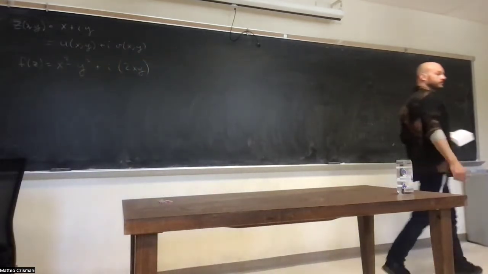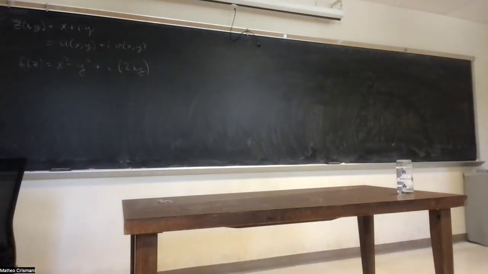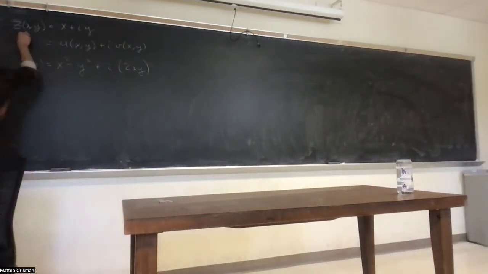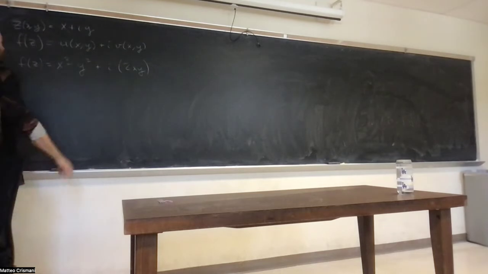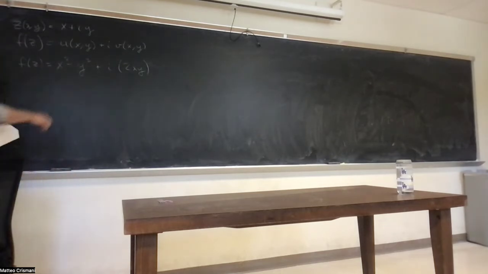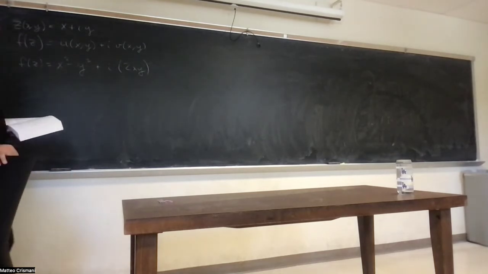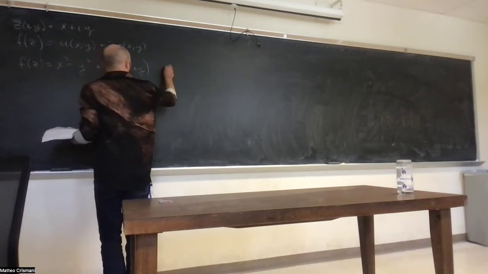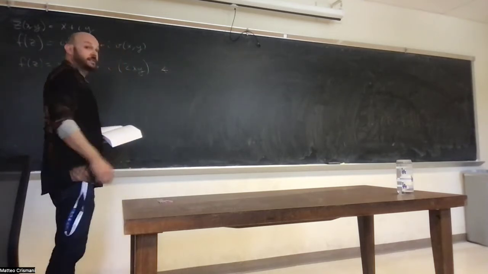What's u? Good. All right, let me write this down. Function of a complex variable. Okay, and what's the v? Yeah, 2xy, right? Good. So now the important question. Can I use the Cauchy-Riemann relationships to find out whether this is differentiable?